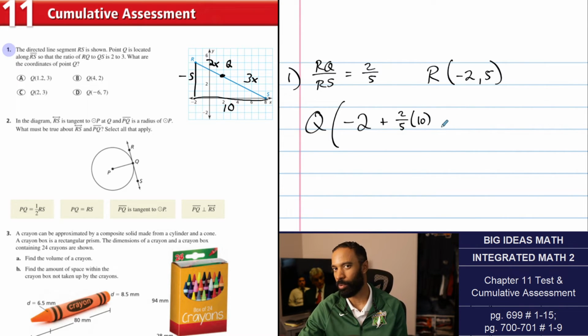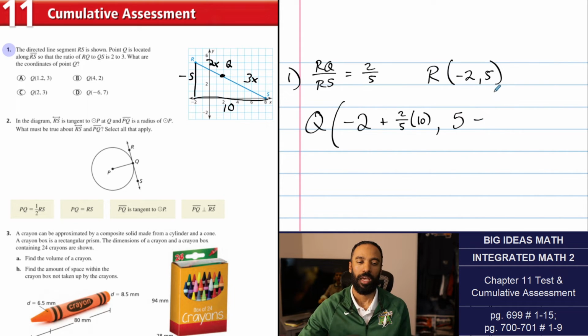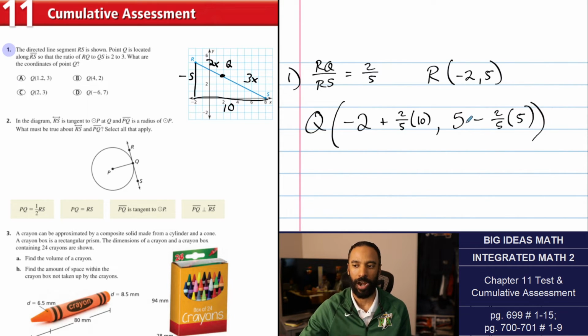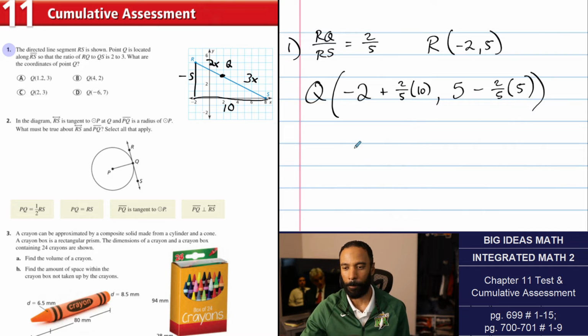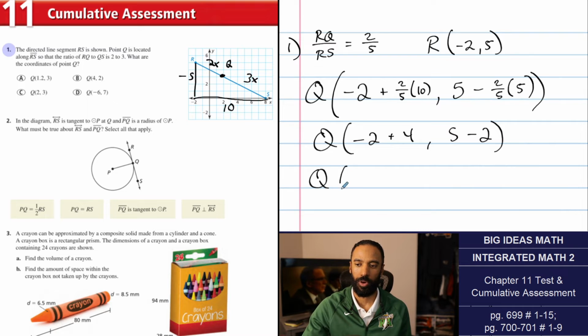See, I don't know if this is how I wrote it at the time. Apologies if it's way different. From the 5, I have to take away, I'll put a minus, we go down 5. I have to take away 2/5 of 5, right? We're subtracting 5, but we have to go 2/5 of the way there from 5 to get to Q. So Q will be at negative 2 plus, what's 2/5 of 10? 4. And what's 2/5 of 5? 2. So Q is going to be at 2, 3.